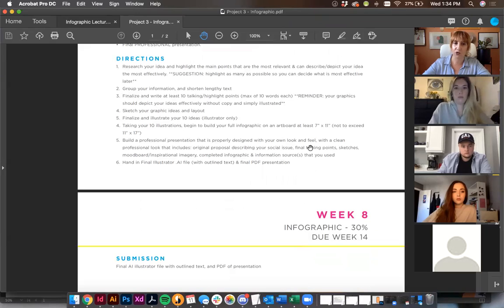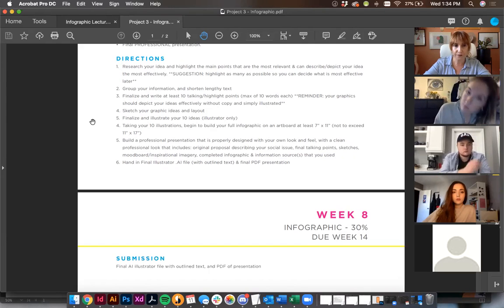Group your information into short and lengthy text. Finalize and write at least your 10 talking highlight points, again a maximum of 10 words each. Again, your graphics should depict your ideas effectively without copy and should be simply illustrated. Again, we need to think infographics. These are shared online. We're not looking at artwork on the wall.